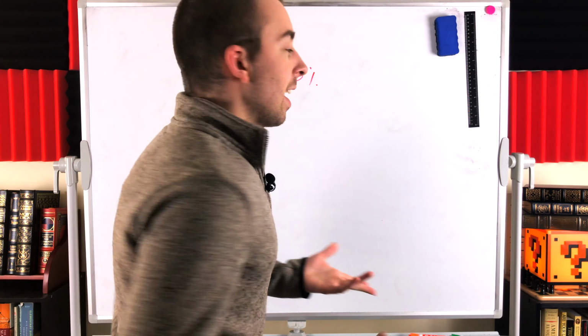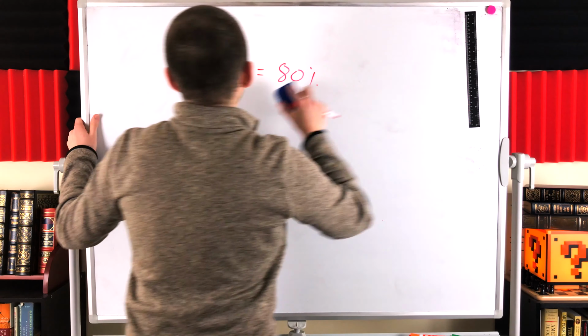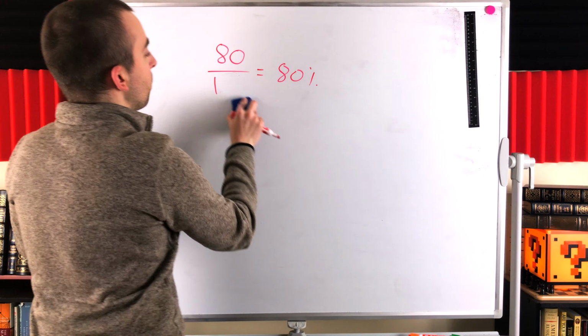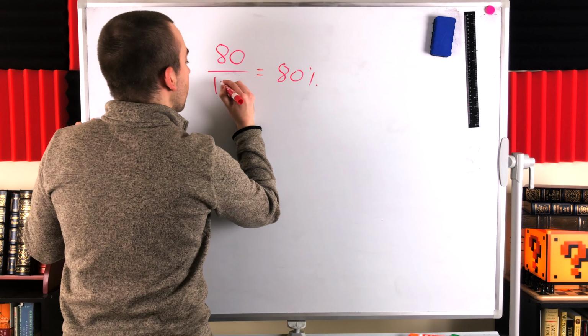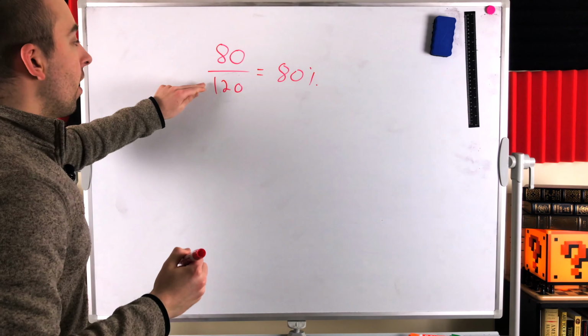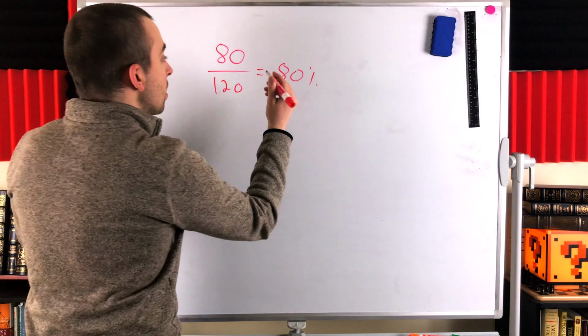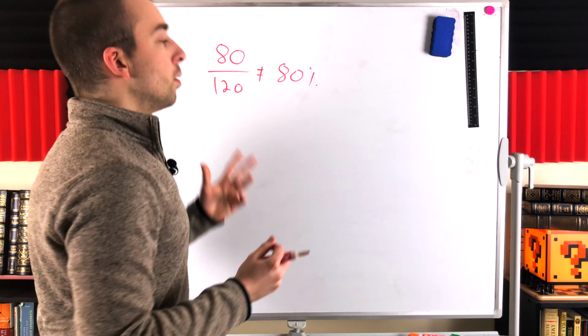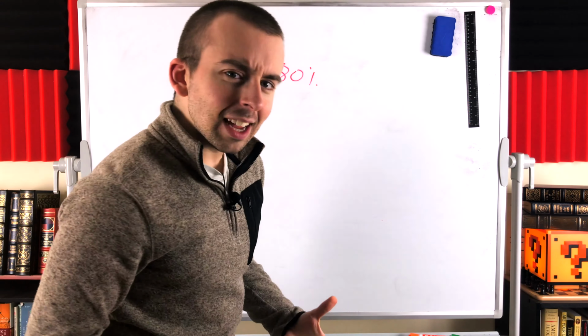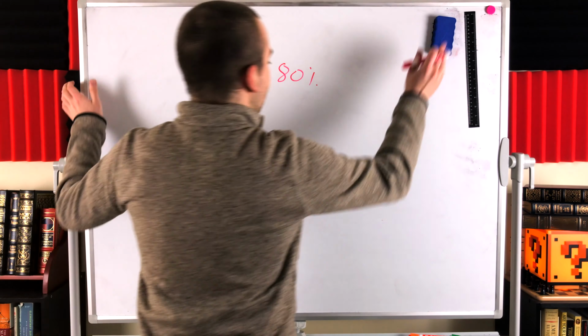But let's say instead you scored 80 out of a total of 120 points. If you score 80 out of 120, this is not in terms of hundredths, so it's not equal to 80%. So if we wanted to write this fraction as a percentage, how would we go about doing that?